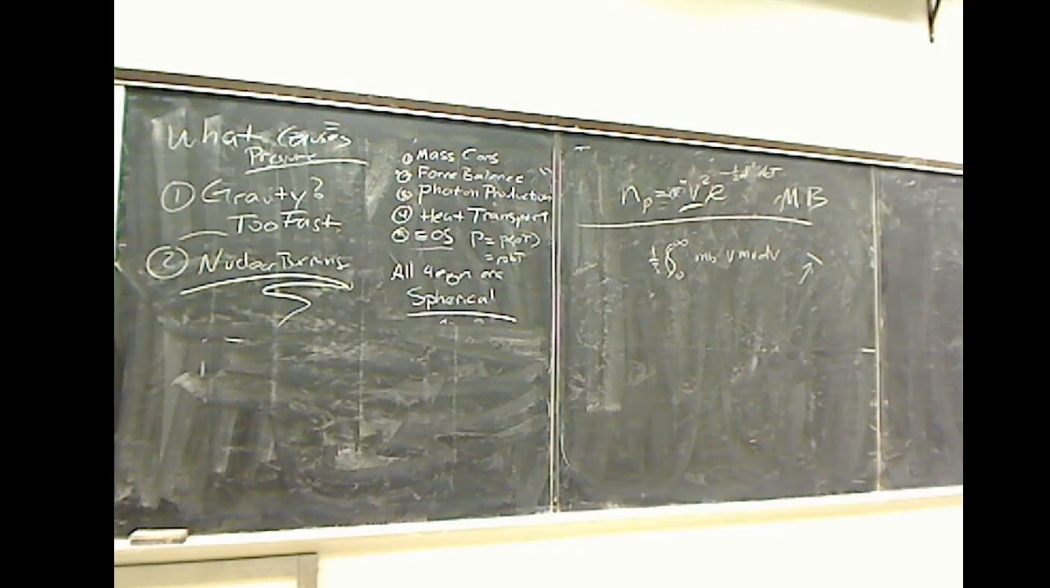Heat production, dL/dr. L is the luminosity, equals, once again, 4 pi r squared times the mass density times epsilon, which is the energy per nucleon.